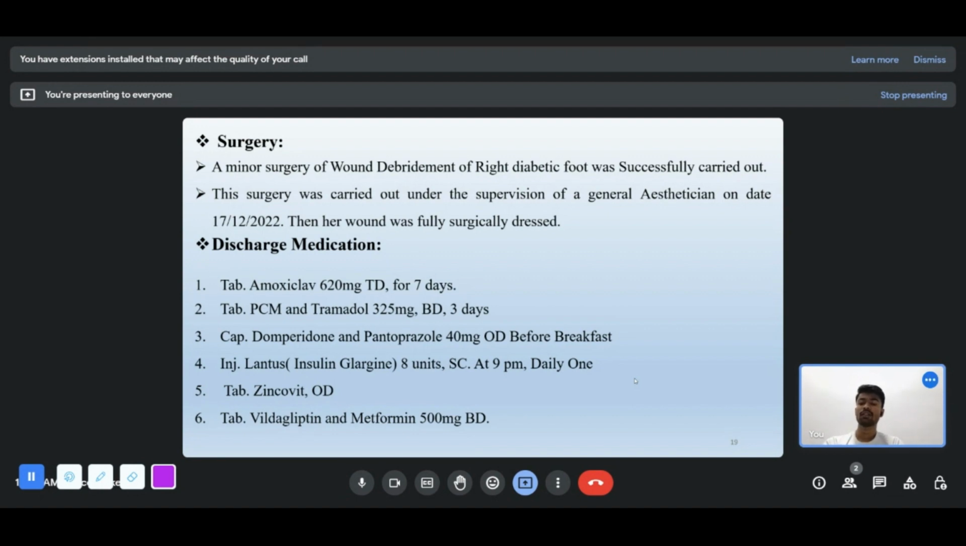Discharge medication. The tablet amoxiclav 625 mg thrice daily for 7 days. The tablet paracetamol and tramadol 325 mg twice daily for 3 days, and capsule domperidone and pantoprazole 40 mg once daily before the breakfast. Injection Lantus insulin glargine 8 units. It is long acting insulin given at night 9 p.m. once daily. The tablet Zincovit, it is a multivitamin tablet given once daily, and the tablet vildagliptin and metformin, that is Filnip, 500 mg twice daily.